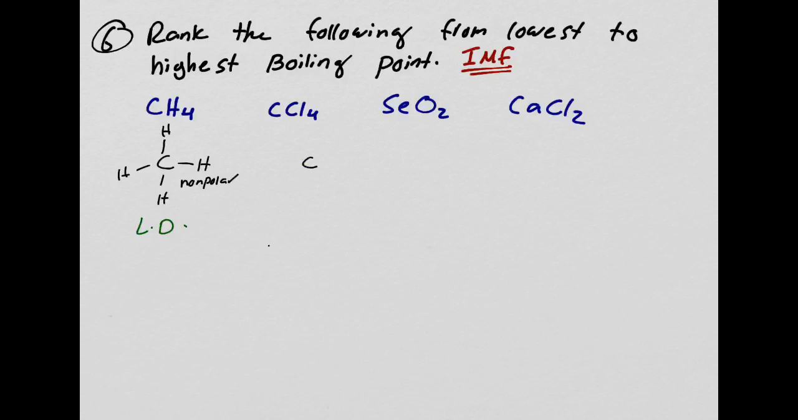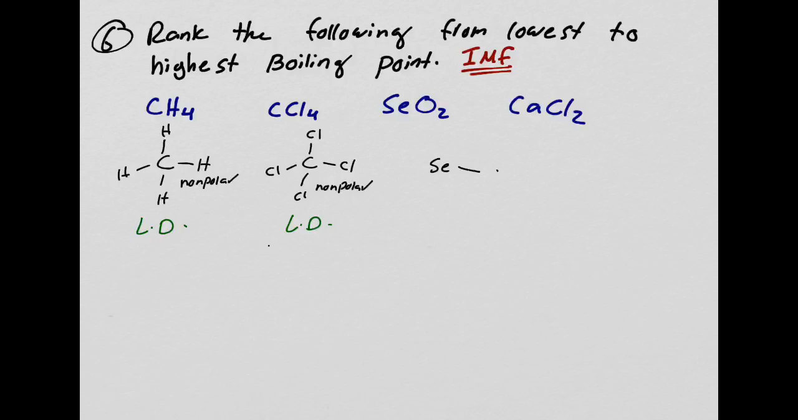CCl4. I want to draw it out. Again, it's not ionic. It doesn't have any hydrogen, so no hydrogen bonding. When I draw it out, it's also non-polar. It's covalent, 2 nonmetals together, and non-polar also. So it also has London dispersion. Go back to your notes to figure out the non-polar and polar geometry.